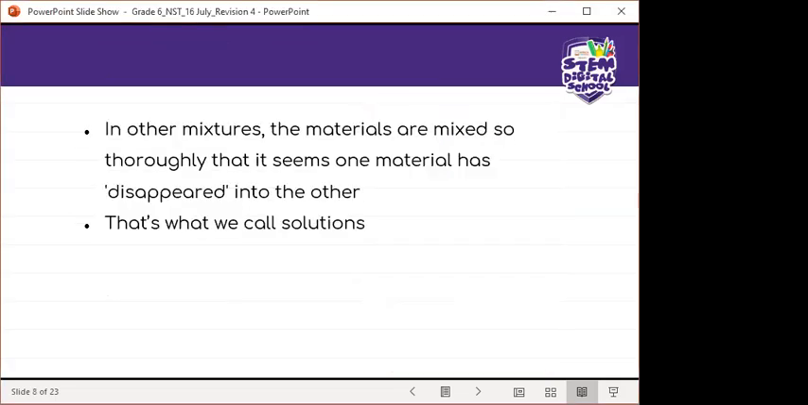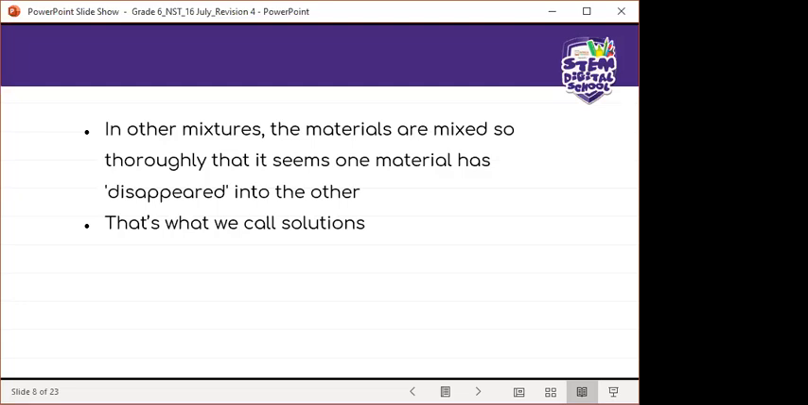Right, so guys, in other mixtures, the materials are mixed so thoroughly that it seems as though one material has disappeared into the other. That type of mixture, we would say, is a solution. An example was the juice, where we have juice concentrate with water. I believe you also saw it in the slide that appeared with the examples of mixtures.